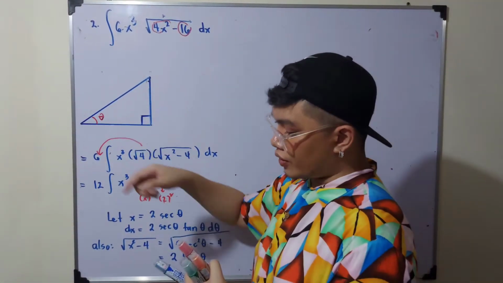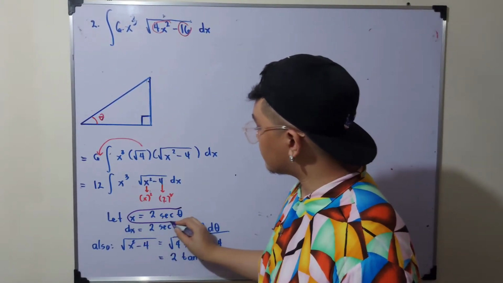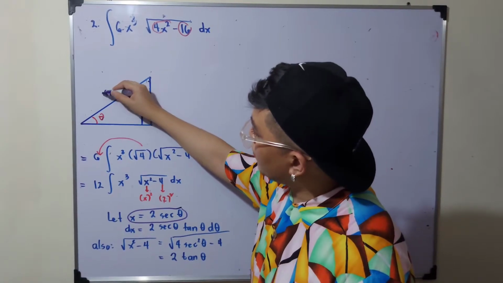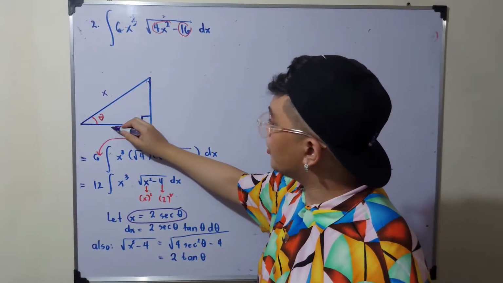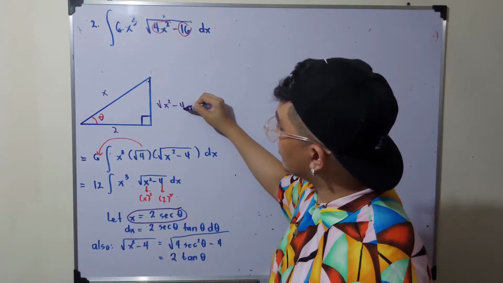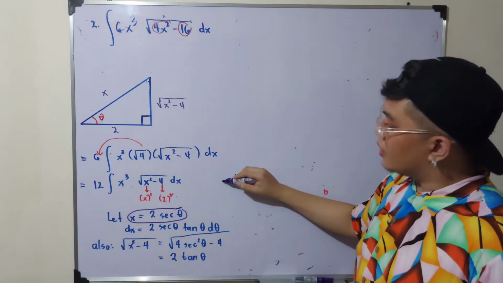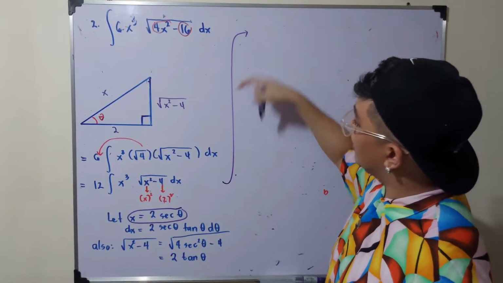So here, we're going to label the triangle from here. So opposite, hypotenuse over adjacent. And then the value of this is the square root of x squared minus 4. Okay. So we're going to continue here.